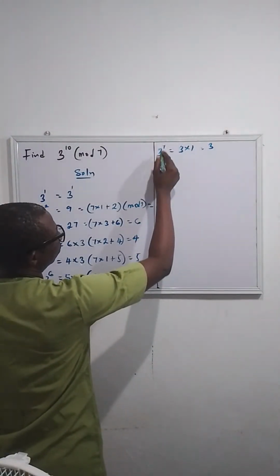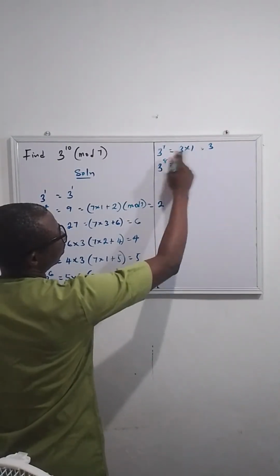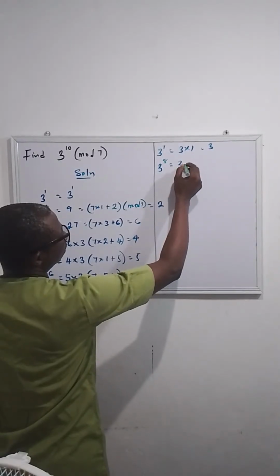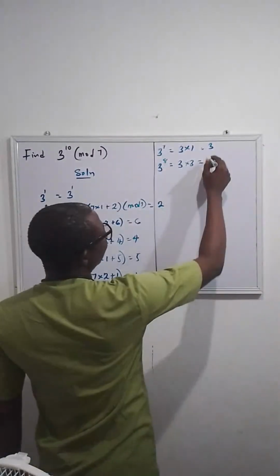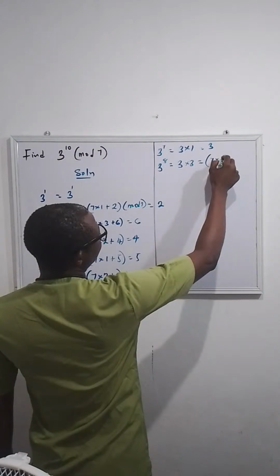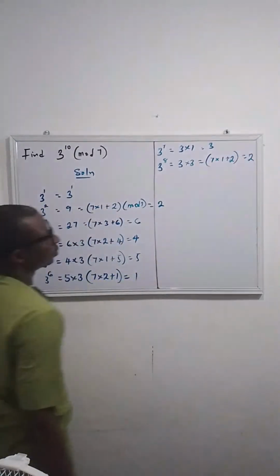So we have 3 raised to the power of what? 3 raised to the power of 8. Now it means I'm multiplying both sides. So I have 3 times 3. So 3 times 3 is what? 3 times 3, that gives me 9. And 9 can be written as what? 9 can be written as 7 times 1 plus 2. So that means we have 2.